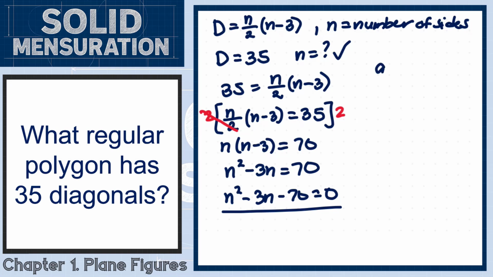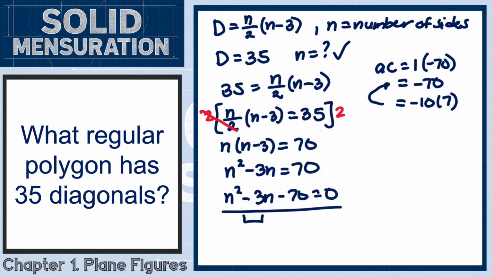Take note that the AC here stands for 1 times negative 70, which is negative 70, and we are looking for factors of 70 which would result in our B coefficient, which is negative 3. You will have to use negative 10 and 7, because negative 10 times 7 is negative 70, and if you add negative 10 and 7, you will surely get negative 3. These are what we're going to use as constants in this form: n minus 10 times n plus 7 is equal to 0. If you're not convinced with that, you can always multiply this, and hopefully you will get the same result.